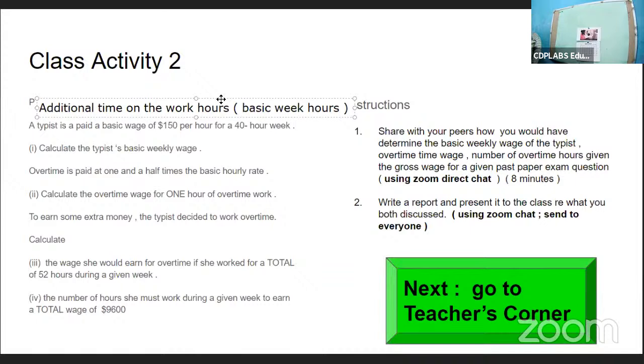So overtime is paid, and we know what overtime means at this time. It's paid at 1.5 times the basic hourly rate. Now, when they say that, how do we write 1.5? How do we write 1.5? Anybody?